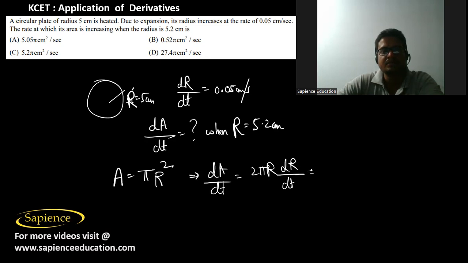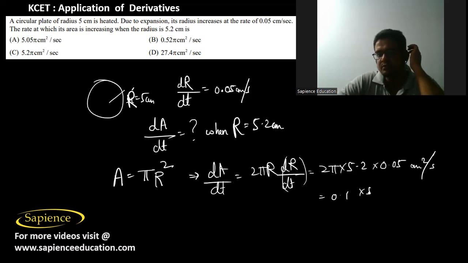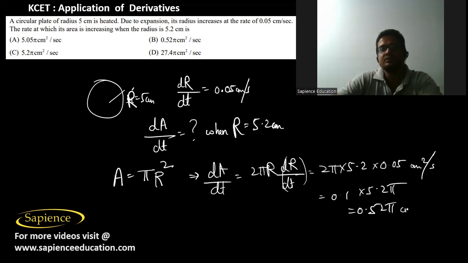So that will be equal to 2 pi into 5.2 centimeter into dr by dt, which is 0.05, so this much centimeter square per second. So 0.05 into 2 is 0.1, and 0.1 into 5.2 pi will be 0.52 pi centimeter square per second. So option B is the correct answer.